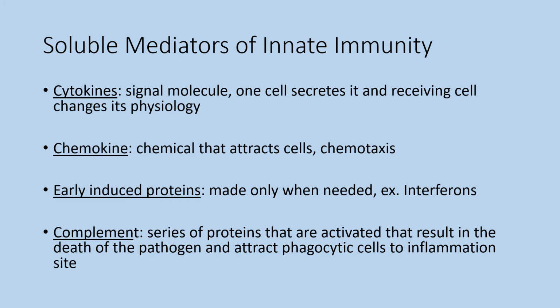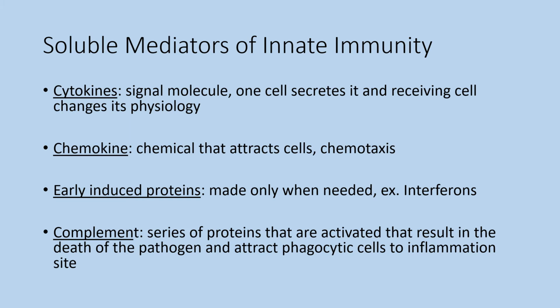What are some of the other aspects of the innate immunity? Well, there are some soluble mediators, things like cytokines. These are signal molecules. One cell will secrete it, and then it will travel through the interstitial fluid, bind to a second cell, and the second cell changes its physiology. Chemokines are chemicals that will attract cells by chemotaxis. Early induced proteins, such as interferons, will be made only when they're needed, and then complement.